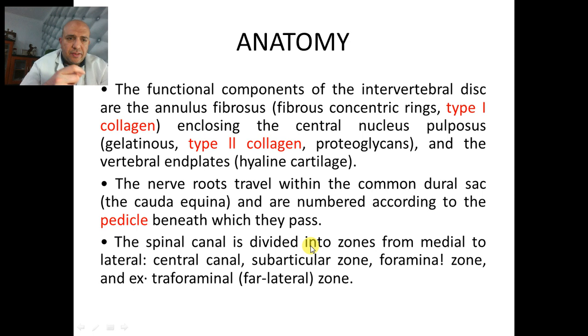I want you to know that the disc has annulus fibrosus, which is the outer rim, the outer part of the disc, and the inner nucleus pulposus. The outer rim is attached to the bone, so it is formed by type 1 collagen. And the nucleus pulposus is a gelatinous material, has a lot of water, H2O, so mainly type 2 collagen. Okay.